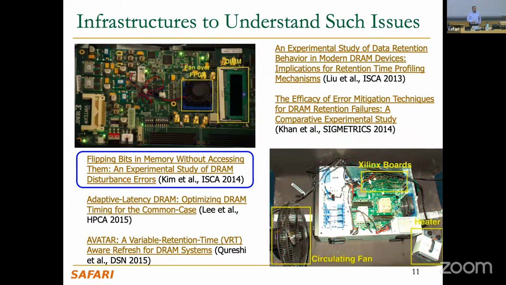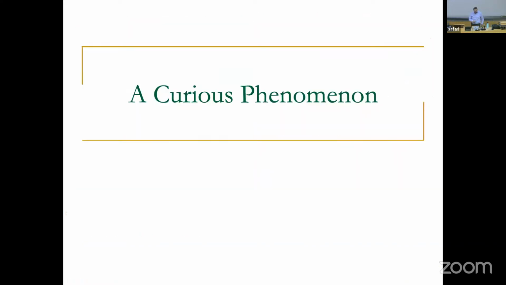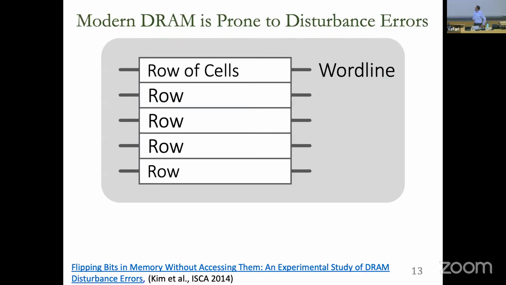So we need to understand memory technology and its behavior more. We need to test real chips and understand how they behave under certain conditions. Today, I will focus on this paper from ISCA 14 about RowHammer, flipping bits in memory without accessing them. Which is a curious phenomenon.